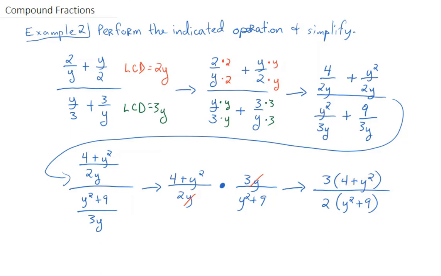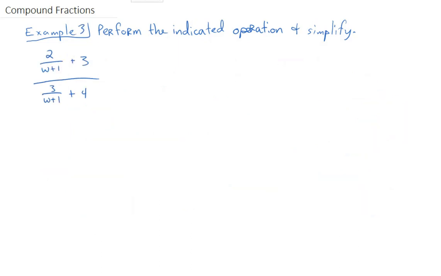Okay, we will do one more example with these to make sure you're seeing where all the pieces and parts are coming from and going to. Alright, so we have 2 over w plus 1 plus 3, all of that over 3 over w plus 1 plus 4. Now, again, it's good to take a second before you just start doing things to consider what type of compound fraction we have. Here, this is a fraction. Now, this isn't technically a fraction, but it is a separate term. And same thing in the denominator, we have separate terms.